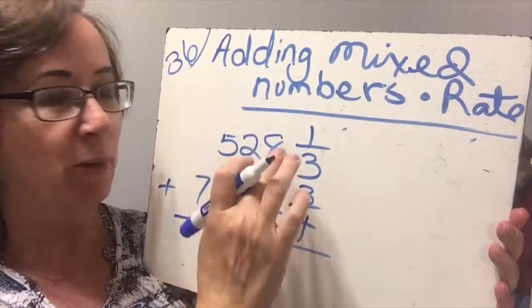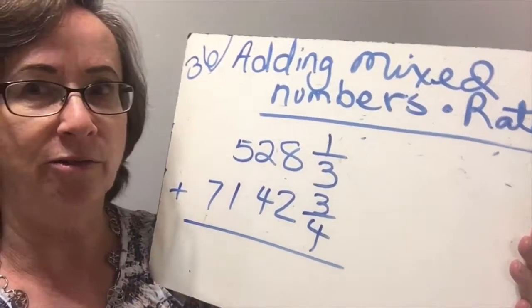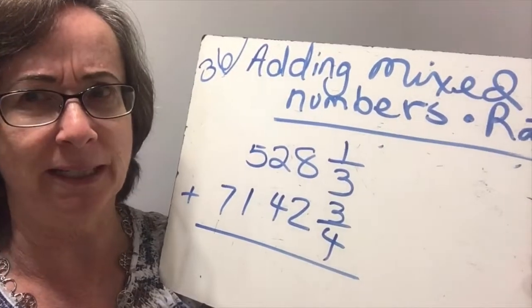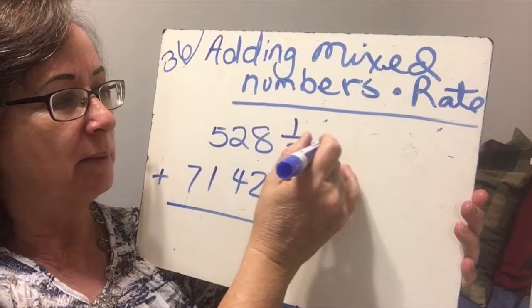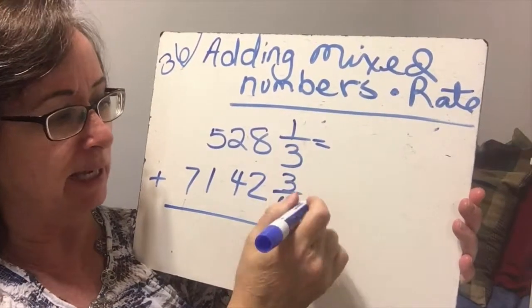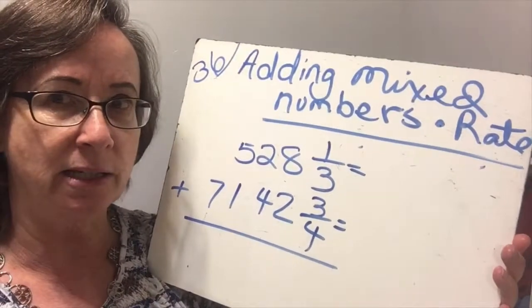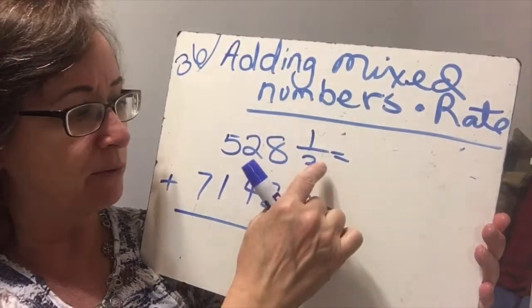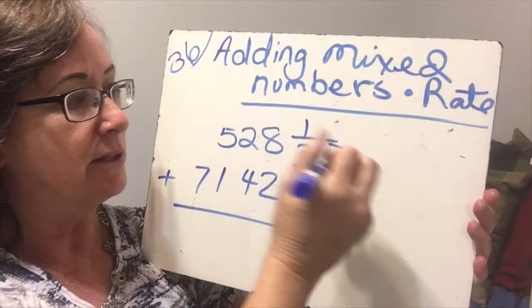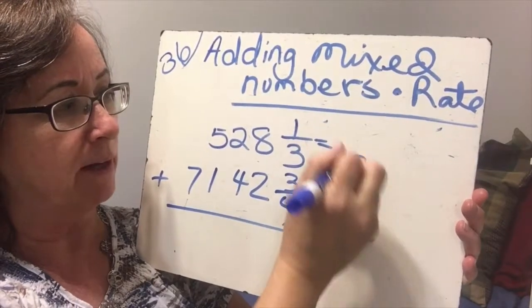Because 528 times 3 is a big number, and 7,142 times 4 is a really big number. But we don't have to do that, do we? We're going to get an equivalent fraction and get an equivalent fraction for 3/4, and we need to go to the least common multiple. The least common multiple of 3 and 4 is 12. So we're trying to get to 12 on the denominator of both of those.